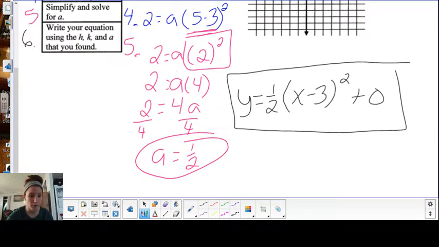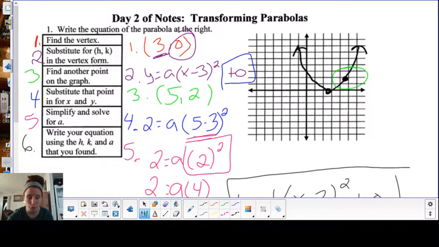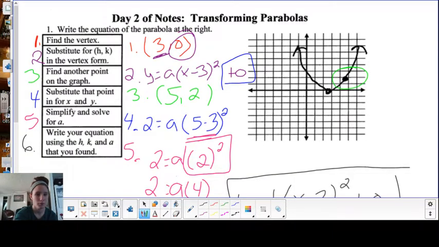Okay, let's see another example. So we're going to find the equation for the parabola at the right. So first steps first is, where's my vertex? And I want my colors the same. So red, purple, green, blue, and pink. So my vertex is at 4, negative 2. That was my next color. Purple, I thought so.